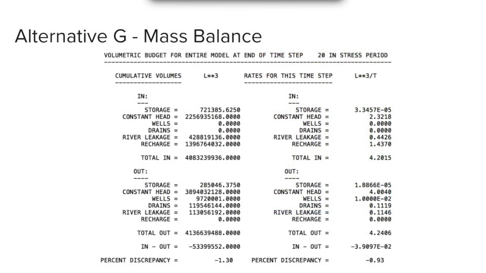As far as looking at the mass balance for alternative G, we are able to see that the river leakage, which is the flow to the river, is 0.1146, and the percent discrepancy is -0.93, which is still below 1, which allows us to have an accurate reading.